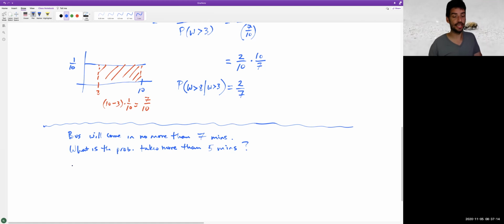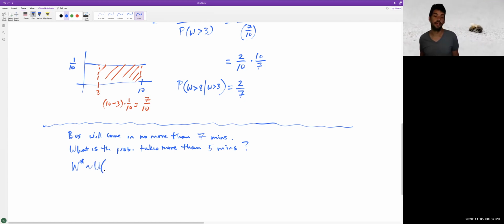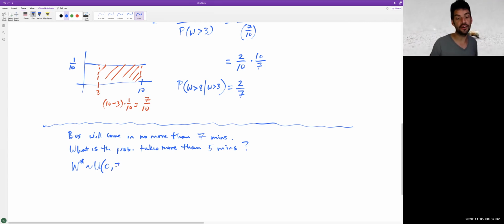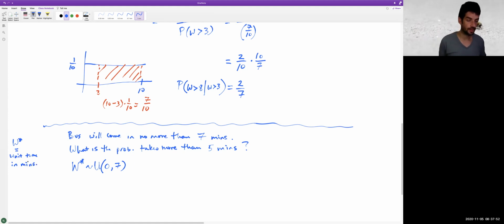This is a new situation. I can give it a new random variable. I'm going to call it W star, right? It's kind of the same, but a little bit different because I've changed some of the details. So this is still a uniform random variable, and it goes up to 7 minutes because I'm starting now. I'm thinking from this moment. I already waited 3 minutes. Now I'm just thinking about from now until 7 minutes have passed. So W is, oh, I forgot to write that. Let's just put it here. W is the wait time in minutes till that bus arrives, starting right now after the 3 minutes have passed.